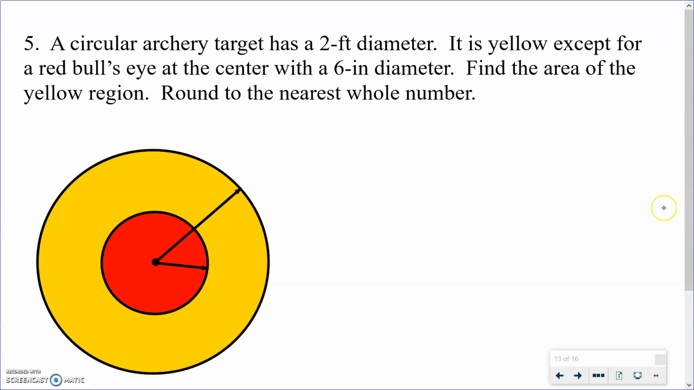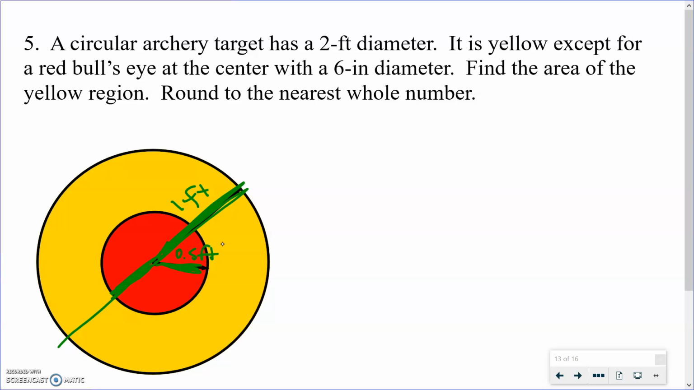A circular target has a 2-foot diameter. So this whole thing has a 2-foot diameter, which means each of these halves is 1 foot. Right here is 1 foot, the radius, okay? And it has a red bullseye in the center with a 6-inch diameter. Since this is feet though, I'm going to label this one in feet. So 6 inches is 0.5 feet. We're going to keep it in feet, okay?